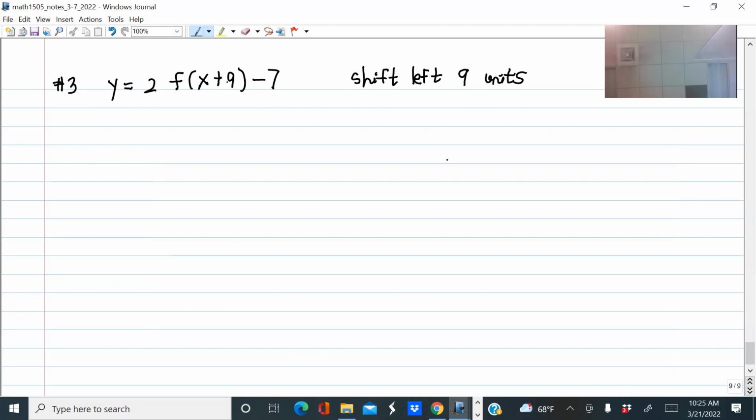You cannot move the +9 to the left-hand side because that's trapped inside the parenthesis. That goes with the function notation. So you cannot shift the 9 to the left-hand side, but the 7 and the 2 you can. Now, let's think about what would happen if we shift the 7 to the left-hand side. You would get what formula? You would see y + 7 equals 2 times f of x + 9.